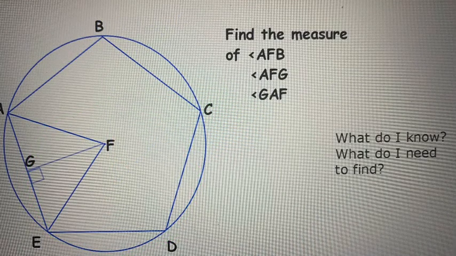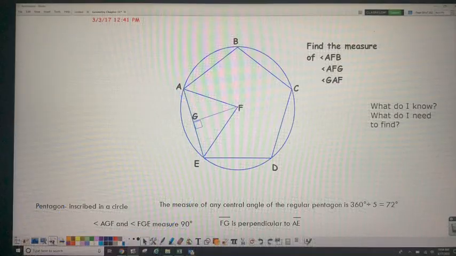Let's look at this problem. It says to find the measure of angle AFB, angle AFG, and angle GAF. Well, what do I know? First of all, I know that this is a pentagon, 5 sides inscribed in a circle. I know that the measure of any central angle of a regular pentagon is 72 degrees. I know that angle AGF and angle FGE both measure 90 degrees. I know that segment FG is perpendicular to segment AE.